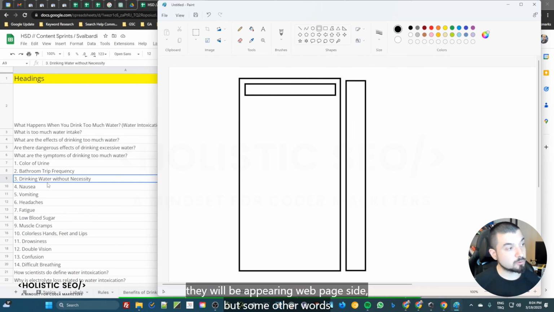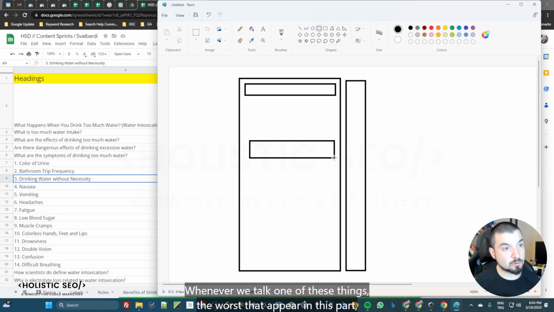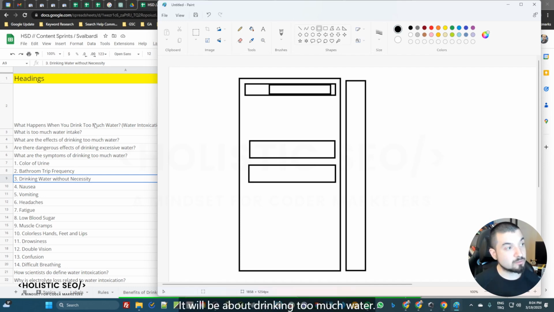But some other words or some other contextual vectors that appear around the nausea, I guess, vomiting, headaches, fatigue, or color of the urine, whenever we talk about one of these things, the words that appear in this part won't be appearing in the next one. But there is always a specific context term that will always be flowing in the web page. It will be about drinking too much water. So basically we are using this context term, and in every subsection, we slightly talk about something else together with this. The color of urine won't be mentioned in a low blood sugar section, for instance, or even if it is mentioned, there will be some other words that appear in this area, but they won't be appearing in this part.